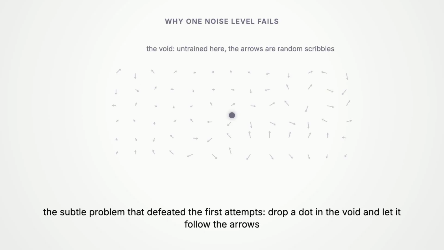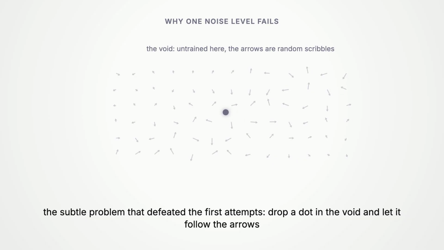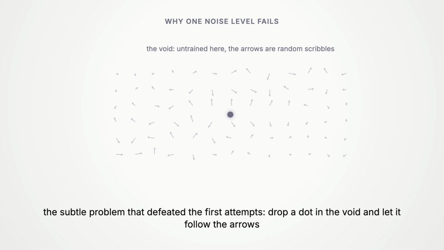Now here is the subtle problem that defeated the first attempts, and the elegant fix that makes the whole thing work. Suppose you have this field of arrows and you just drop a dot into the void and let it follow them. It should glide to the surface. But it does not, and the reason is sneaky.